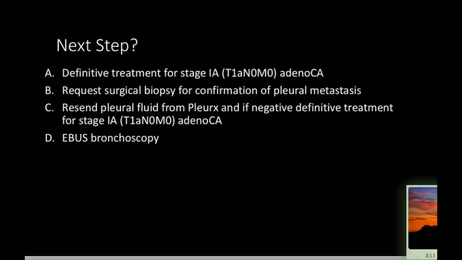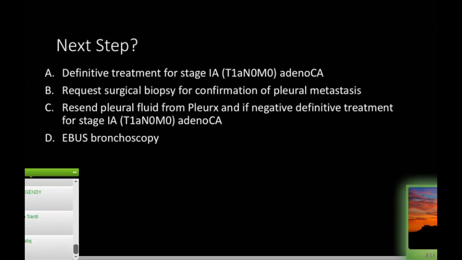So next step, problem is you still don't have a definitive diagnosis of metastasis if you were going by the book, right? So what do you want to do now? Definitive treatment for stage 1A, request surgical biopsy for the pleural metastasis confirmation so that you could label this patient as stage 4 and treat them accordingly. Do you want to send the fluid from the Pleurx catheter that you have placed after doing a medical thoracoscopy, fluoroscopy for further staging? Or you want to do something else like EBUS to biopsy that lymph node that you saw, which was PET positive. So let's choose one real quick.